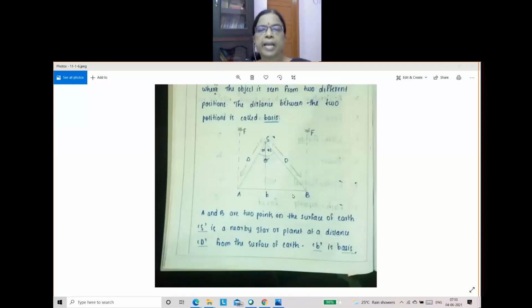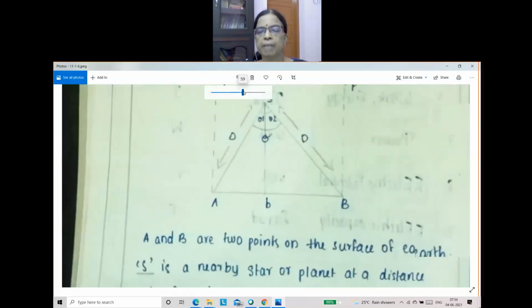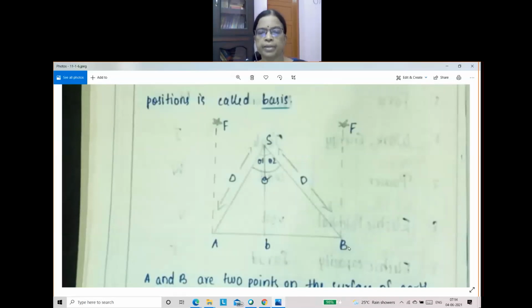Okay, listen. So we are studying the parallax method now. Parallax means when we observe an object from two different positions. I will show this figure. See, A and B are two positions on Earth, for example, two observatories on Earth. What is the purpose of an observatory? To observe and study the behavior of planets, stars, etc. That is an observatory. Suppose A and B are two observatories on Earth.